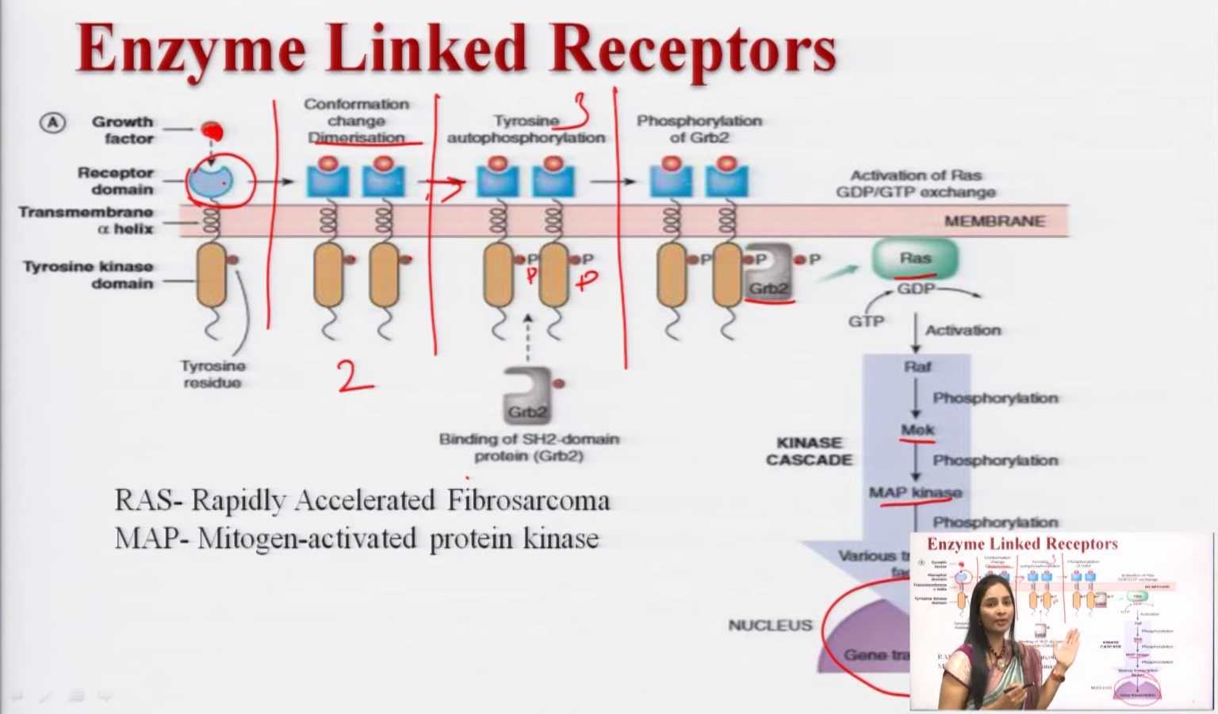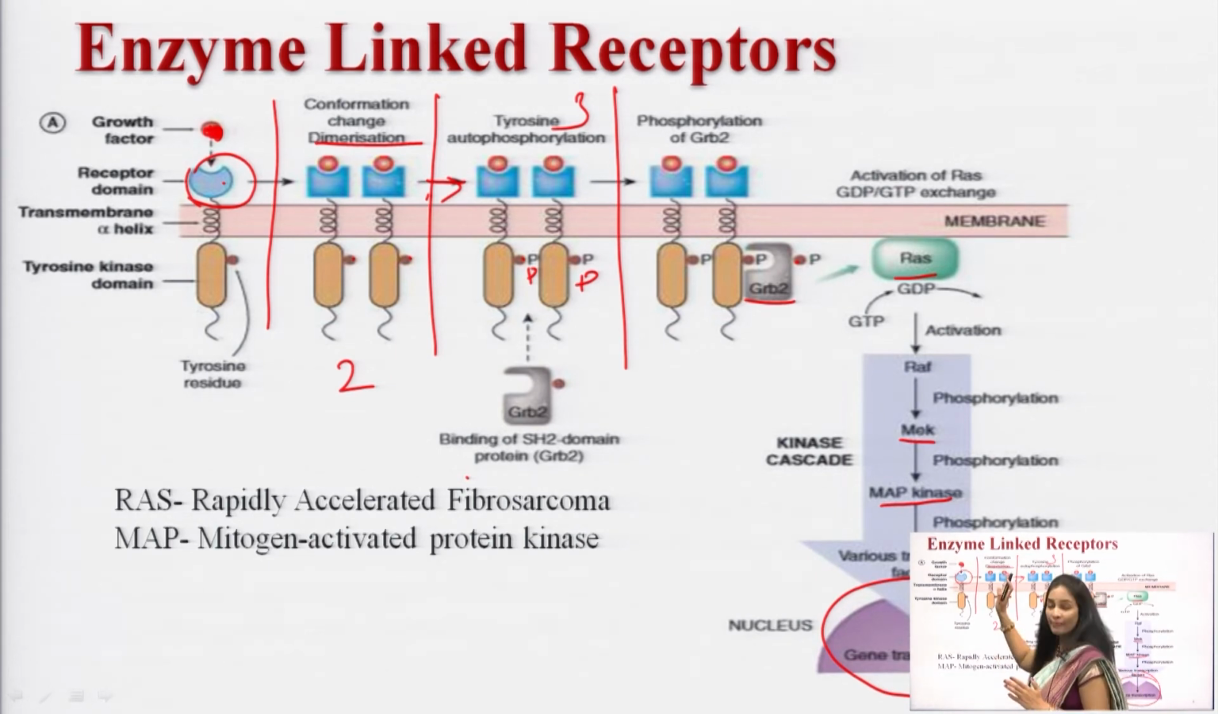So, what is the enzyme linked receptor? I will explain you here one more time. When the drug binds here, what is the drug here? Growth factor. Growth factor is a drug that binds to its receptor, then the receptor of monomeric form comes and binds to the second monomeric form, and this monomeric form of both receptors will cause the dimerization.